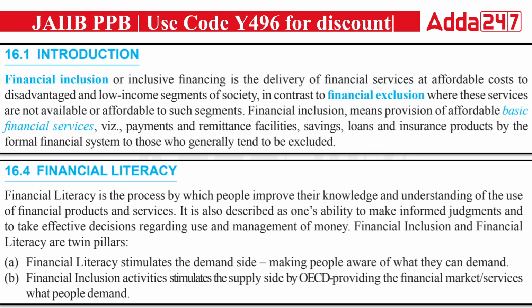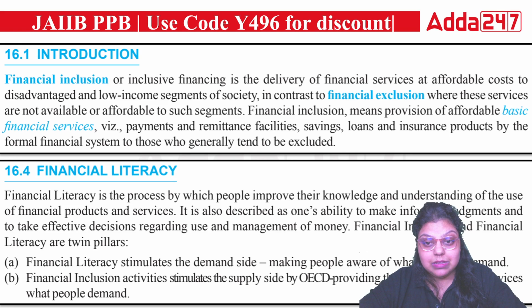Financial inclusion is simply a process to link each and every person with the financial product and services. So financial inclusion stimulates the supply side, providing the financial market services that people demand. So financial literacy stimulates the demand side and financial inclusion stimulates the supply side. And it is easy to understand: after financial literacy, people will be able to take a sound decision, that's why they are creating demand. And financial inclusion tries to link each and every person with the financial product and services, that's why it provides the supply side.